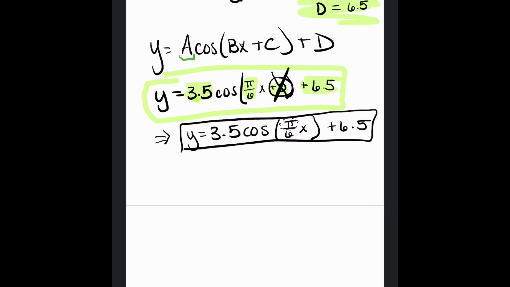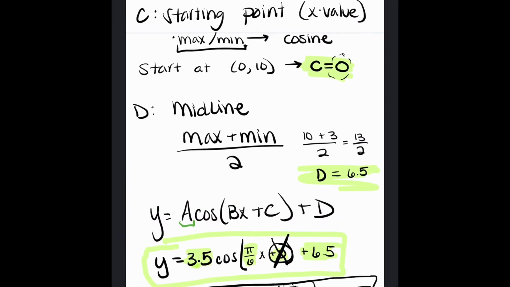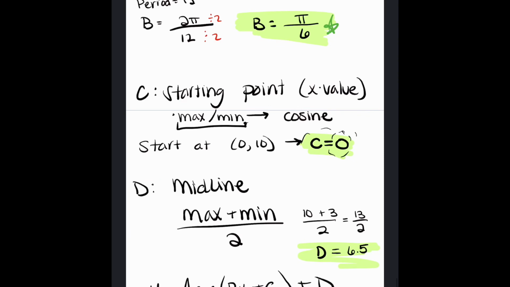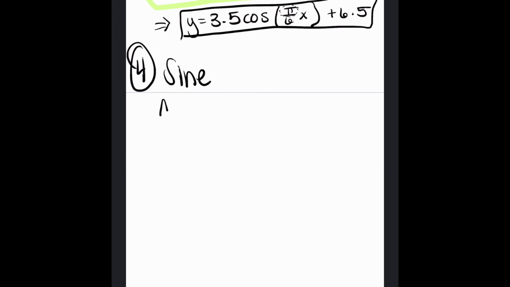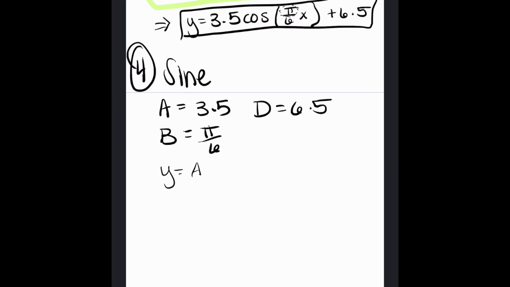Okay, finally, let's go ahead and wrap this up with number 4. Number 4 wants you to make a sine graph. What the sine graph does is we can basically use A, B, and D, not C. So I'm going to take that same A, B, and D that we just found. A, which was the amplitude, was 3.5. B was pi over 6. And C, or not C, can't use C. D was 6.5. We're going to use these same values to plug in for y equals a sine of b times x plus c plus d.